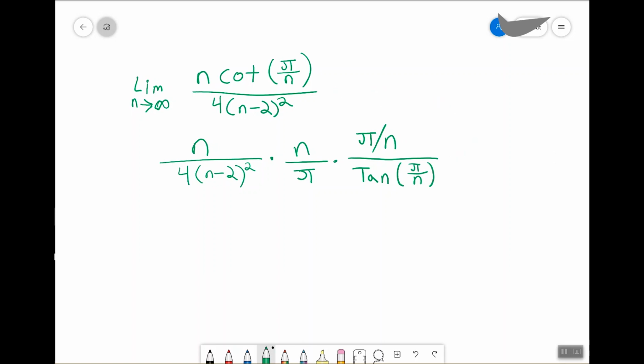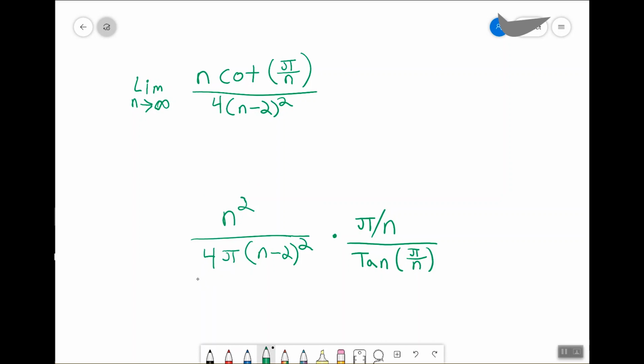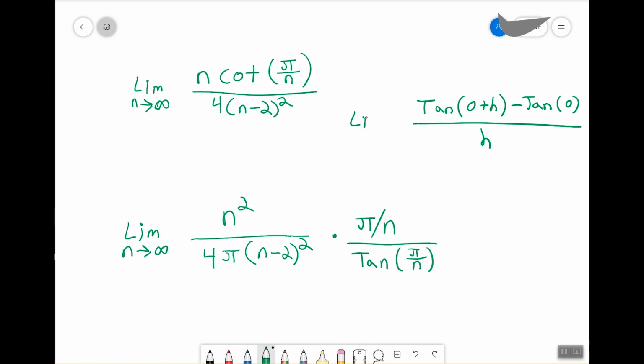We can combine these two terms on the left. We can now multiply the two terms on the left together to get this new equation. Notice that the term on the right is simply the reciprocal of the derivative of tangent at 0. Remember that the derivative of tangent at 0 is defined as tangent of 0 plus h minus tangent of 0 over h, and it's defined as the limit as h goes to 0. Now if you notice in this case, pi over n is our h, and as n goes to infinity, pi over n goes to 0.